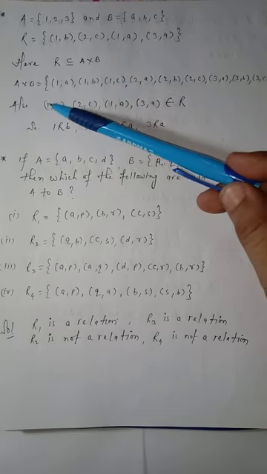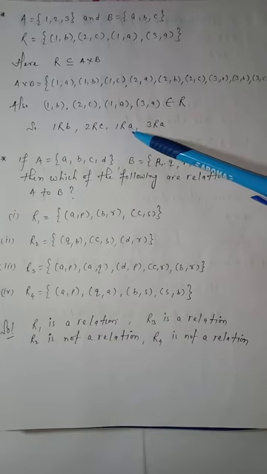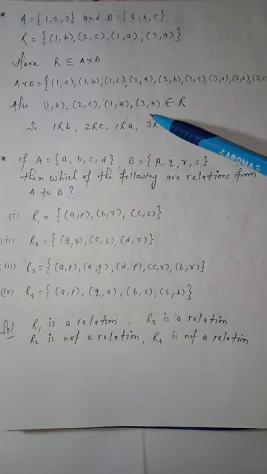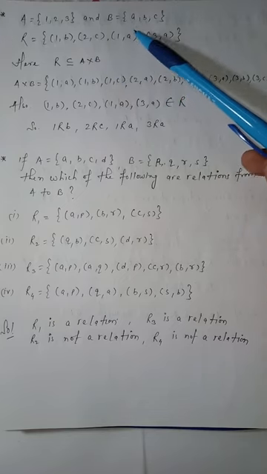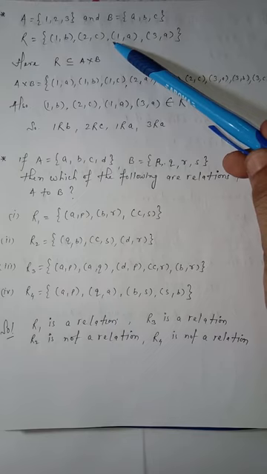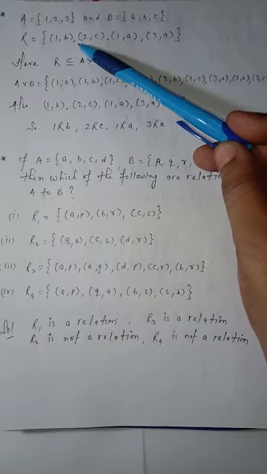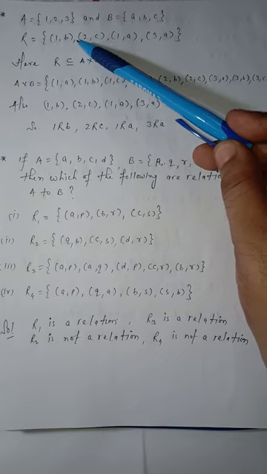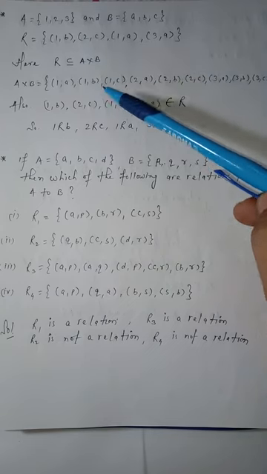It means we can also say 1 is related to B, 2 is related to C, 1 is related to A, and 3 is related to A. So that's why I am saying this R is a subset of A cross B. So here R is an example of relation from set A to B. Please remember this R is not a relation from set B to A, because if R is a relation from set B to A, it must be a subset of B cross A, and this will not be a relation in that case.